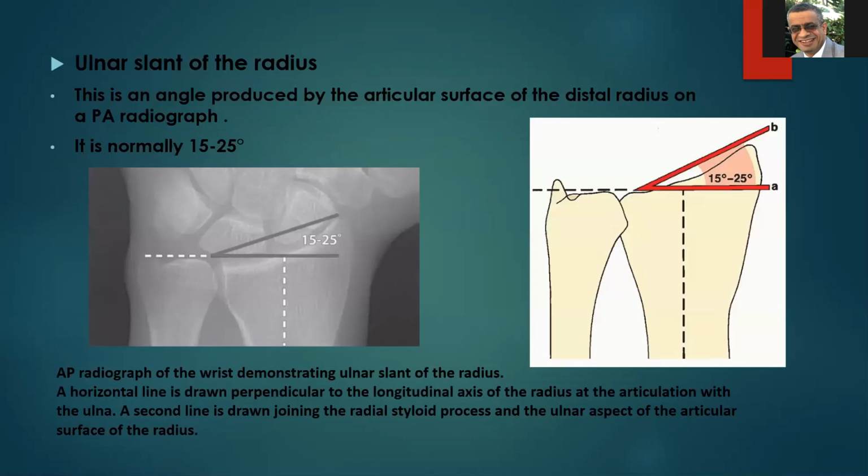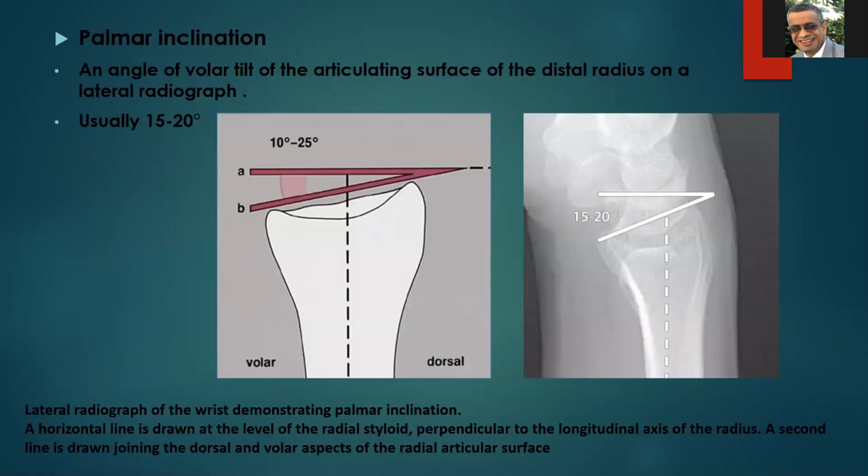Ulnar slant of the radius. This is an angle produced by the articular surface of the distal radius on a PA radiograph. It's normally from 15 to 25 degrees. Palmar inclination. An angle of volar tilt of the articulating surface of the distal radius on a lateral radiograph. It is usually between 15 and 20 degrees.